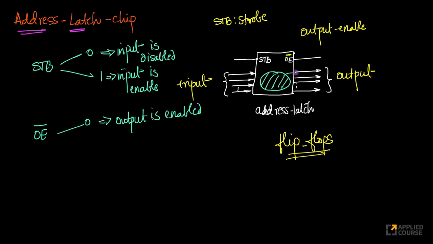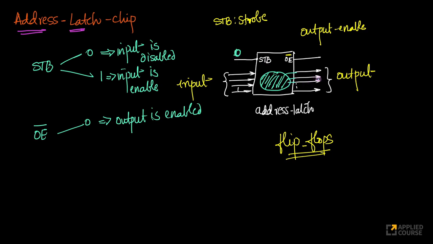All this data now flows through this output. So you can think of the address latch as temporarily storing the data here. Whenever I get some input, if I want to store this input, I make my STB equal to 1. That input is stored. Then I make my STB equal to 0.